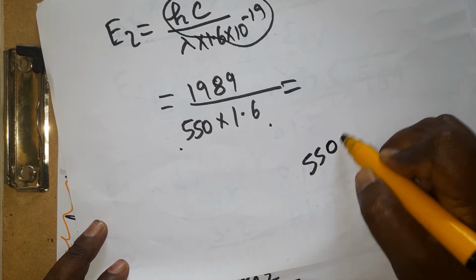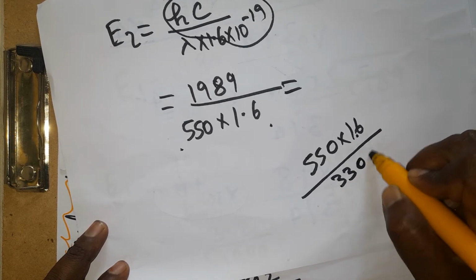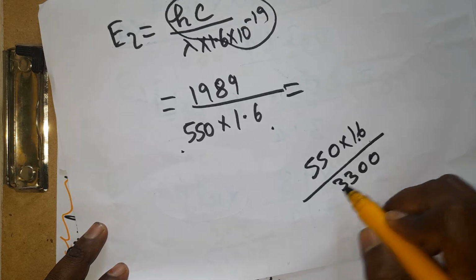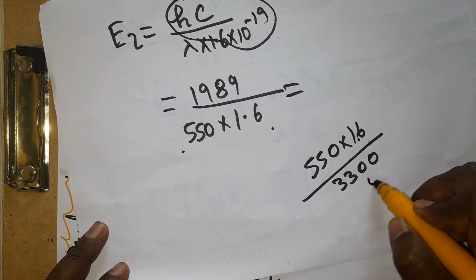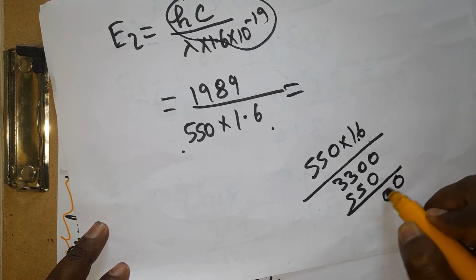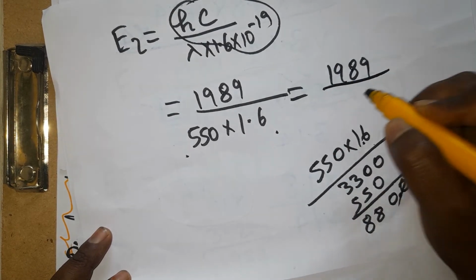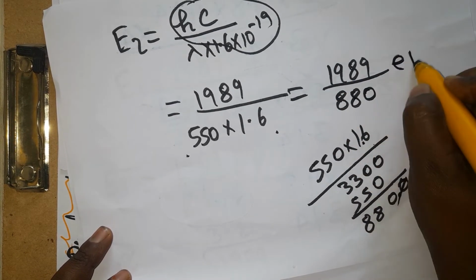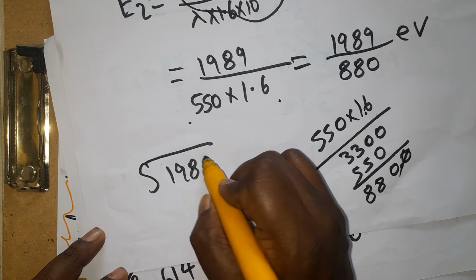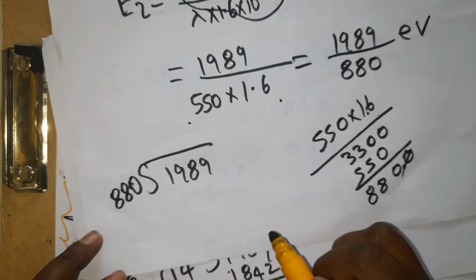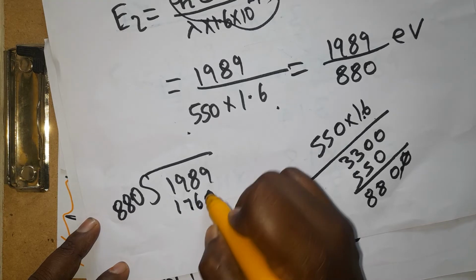So 550 into 1.6, one decimal will be there, gives 880.0. So 1989 divided by 880; the answer will be in eV. Now we should do the division for this number, 1989 by 880. We will get almost 2 times, so 1760 as 2 times.